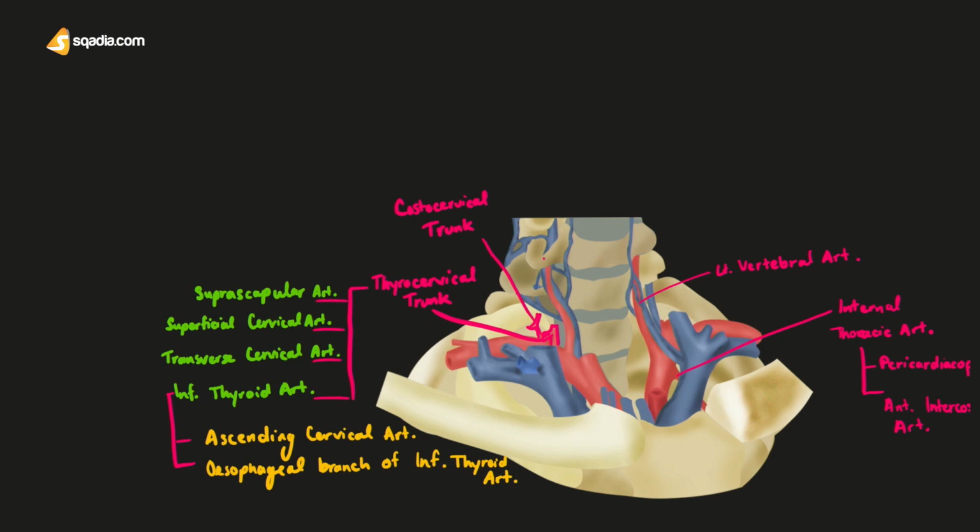Finally, we have the costocervical trunk. The costocervical trunk arises from the posterior aspect of the second part of the subclavian artery. It is posterior to the anterior scalene on the right side and just medial to the anterior scalene muscle on the left side. So it only has two main branches, the deep cervical artery and the supreme intercostal artery, also known as the superior thoracic artery.